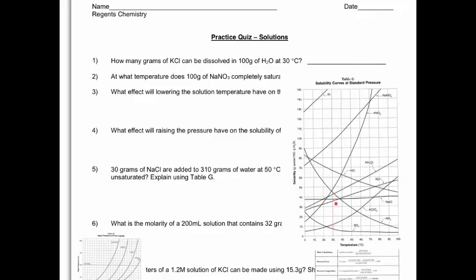I would say that's probably around 35, 36. And don't forget to give it units. We don't like our numbers to be naked.